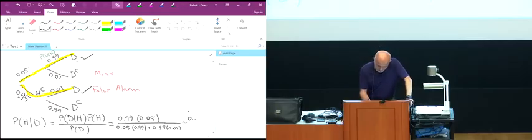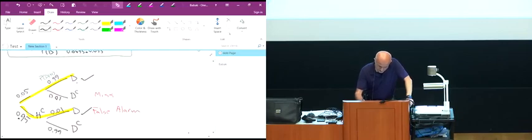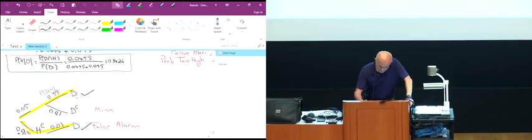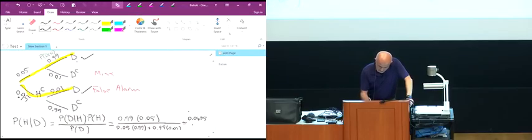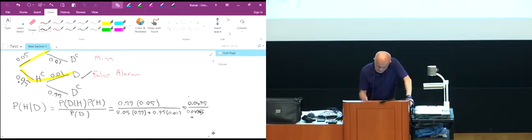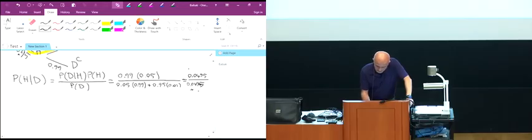The top is the same as before. 0.04 what? 495. And this one is 0.0495. 0.0495 plus what? 0.0095. And that gives me what? 84%.